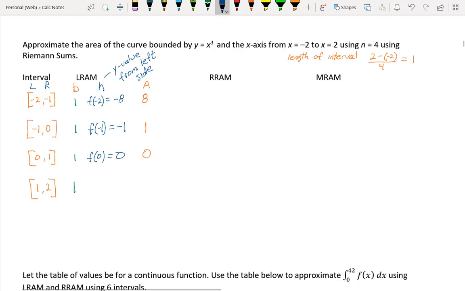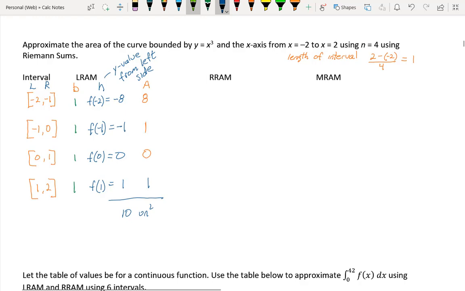Kind of weird, huh? And the last one, we need f of 1, and 1 cubed is 1, so 1 times 1 is also 1. If you add all of these together, we got 8, 9, we have 10 units squared for the area there. Okay, that's using LRAM. Let's do the same thing again.